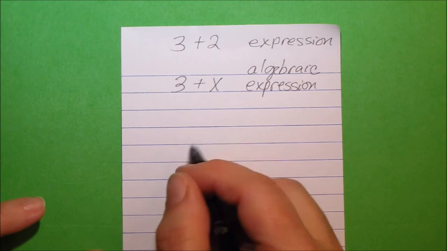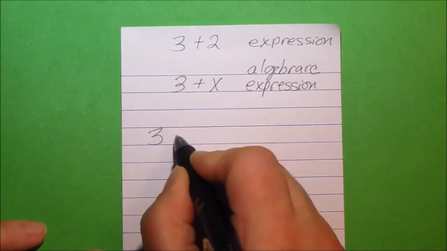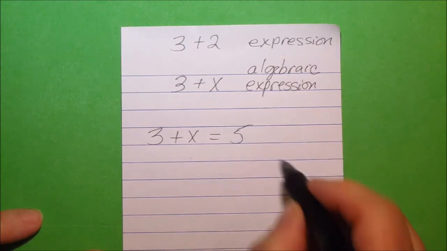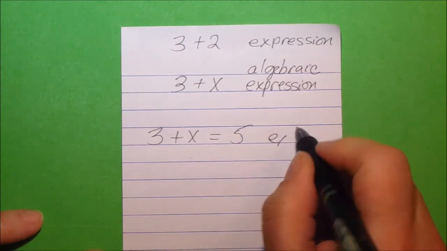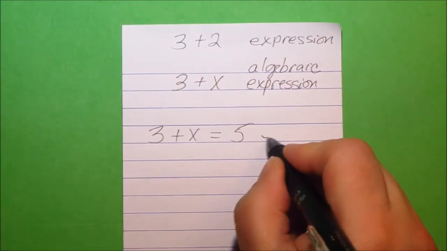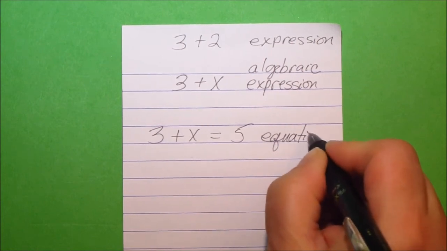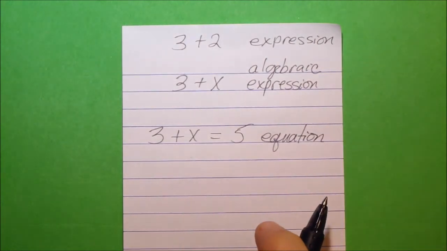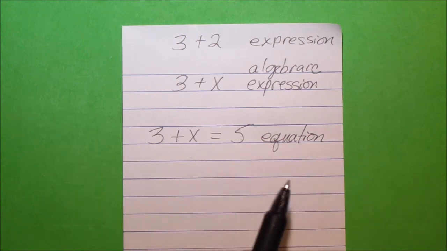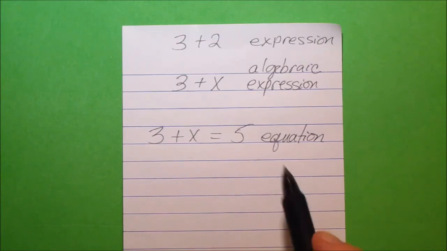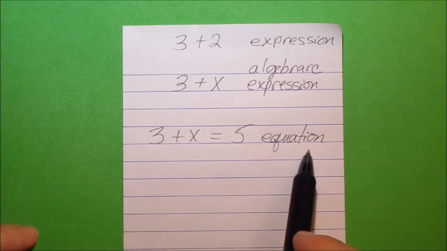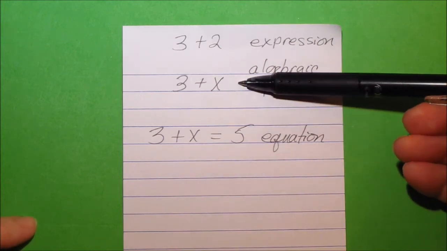Now, if I had 3 plus x equals 5, now this is an equation. Let me erase that. Hold on. This is an equation. Okay? Equation. So equal, equation. What makes this an equation and not an expression is the fact that it has an equal sign here. So 3 plus x equals 5 is an equation, where this is simply an expression.